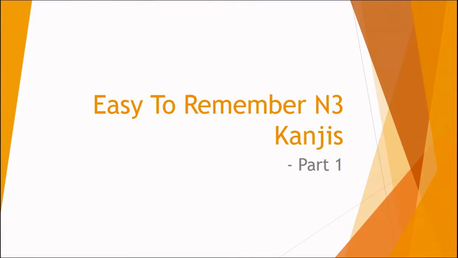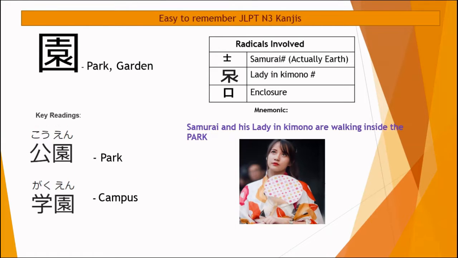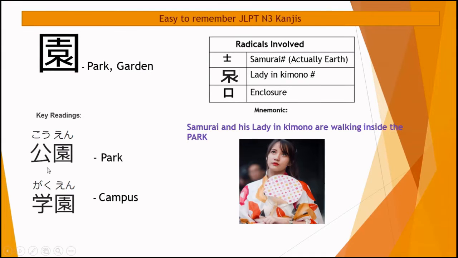The first kanji we are going to see here is the kanji for park or garden. The key readings for this kanji are koen and gakuen. Koen means park and gakuen means campus. Now, we are going to break this kanji into smaller radicals and use a mnemonic to remember it well.